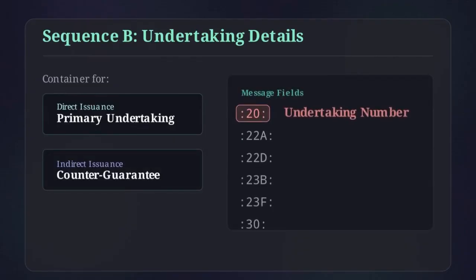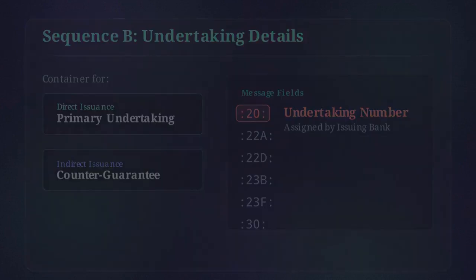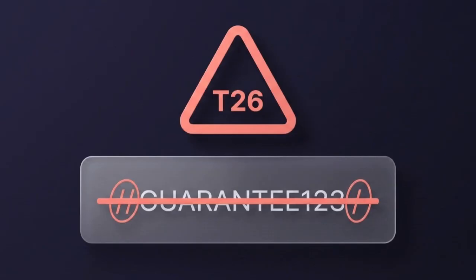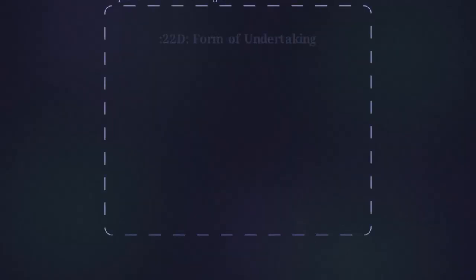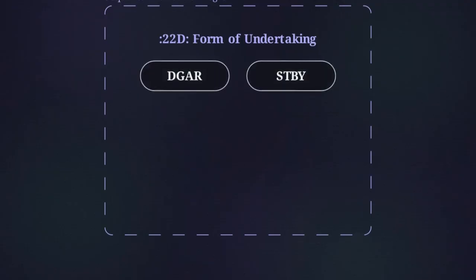It starts with Field 20, the unique undertaking number assigned by the issuing bank. This field cannot start or end with a slash, and it cannot contain consecutive slashes. These errors will trigger a T26 validation rejection. Field 22D specifies the form of undertaking. You must choose between DGAR for a demand guarantee or STBY for a standby letter of credit.